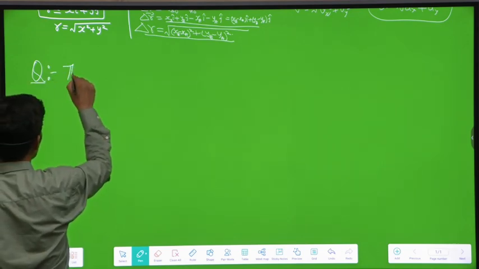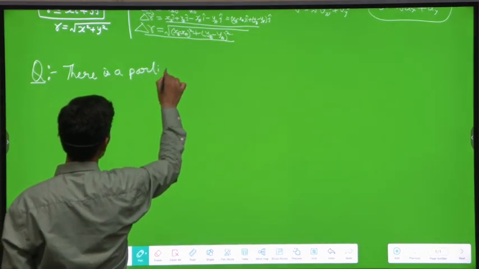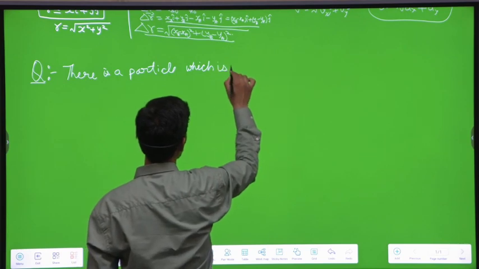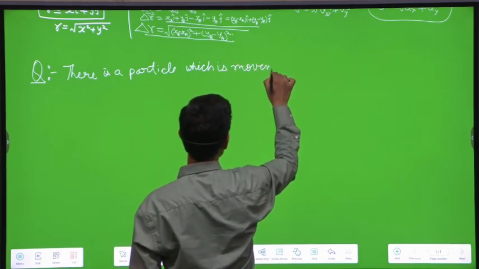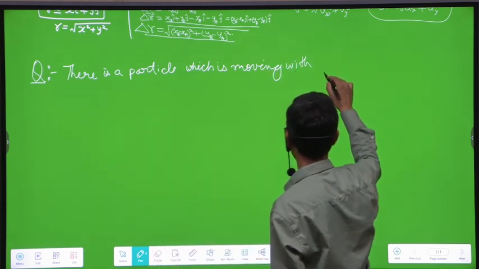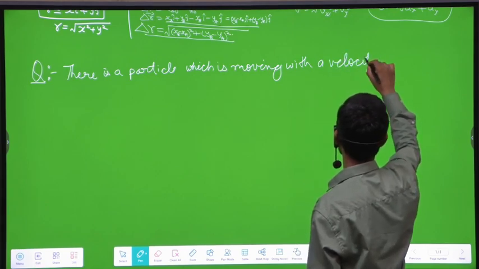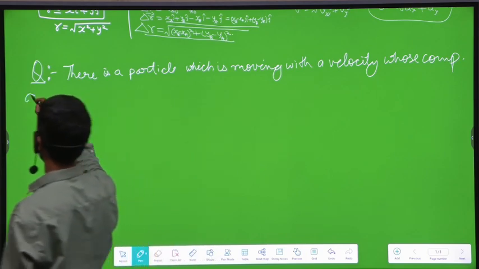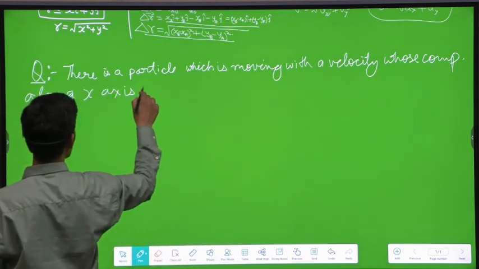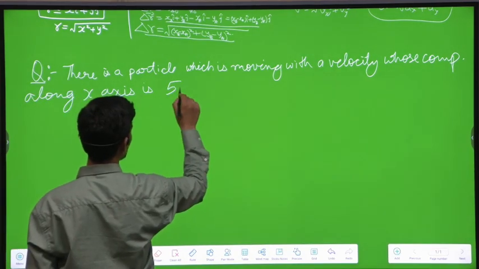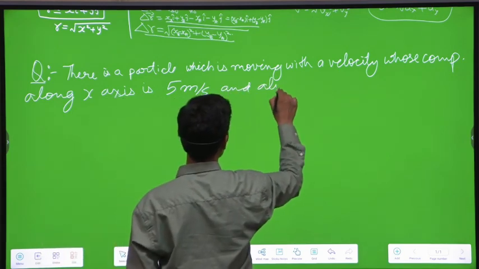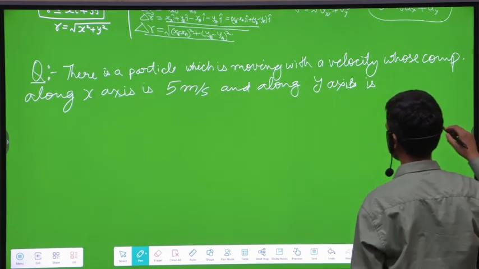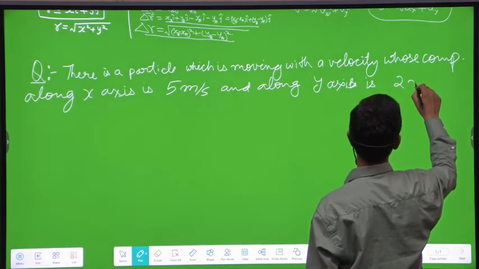So there is a particle which is moving with a velocity whose component along the x-axis is 5 meter per second and along the y-axis is 2 meter per second.